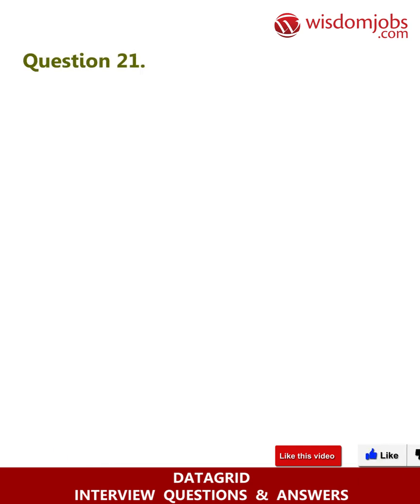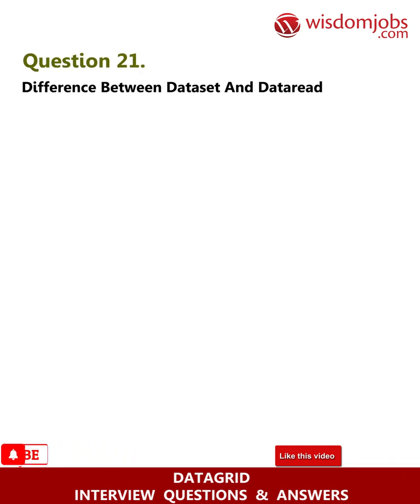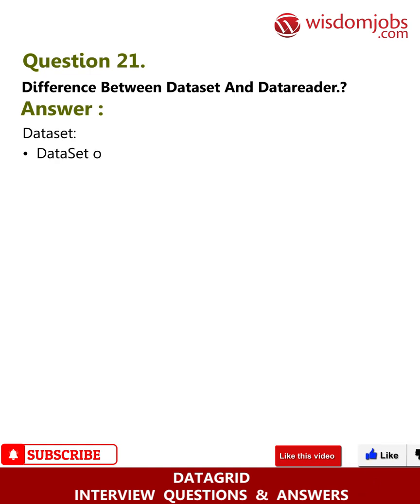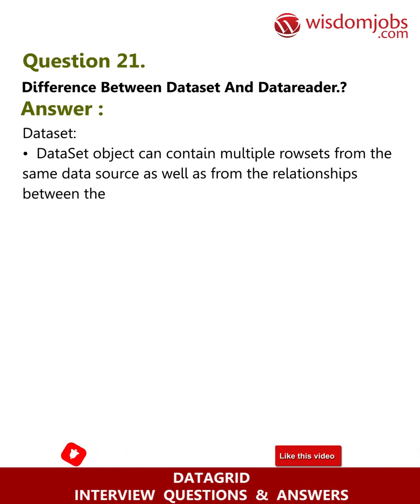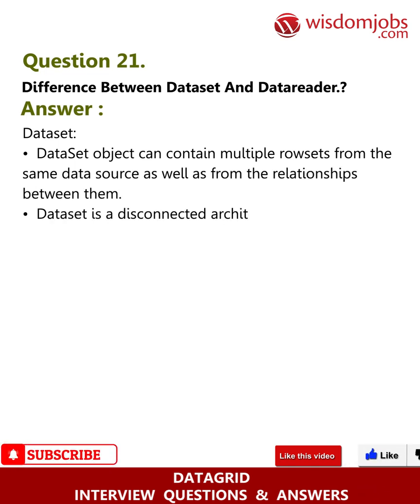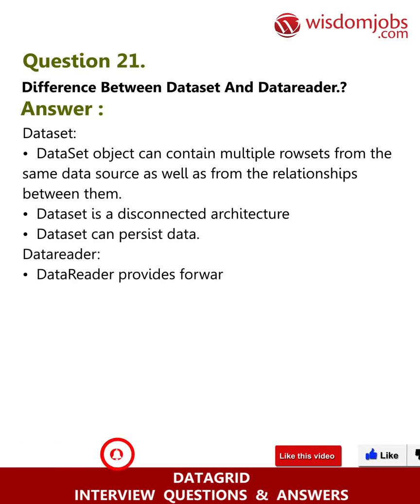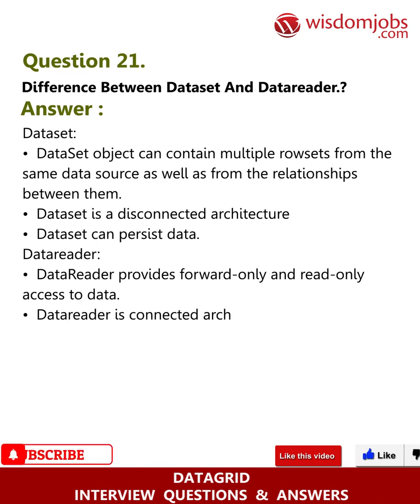Question 21. Difference between dataset and data reader. Answer. Dataset. Dataset object can contain multiple rowsets from the same data source as well as from the relationships between them. Dataset is a disconnected architecture. Dataset can persist data. Data reader. Data reader provides forward-only and read-only access to data. Data reader is connected architecture. Data reader cannot persist data.